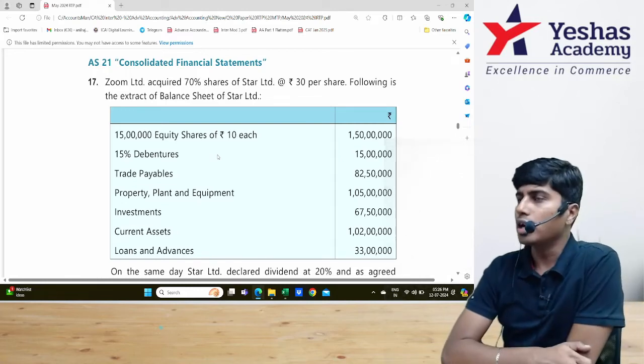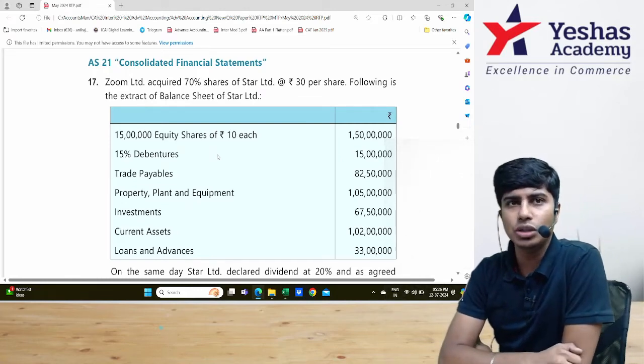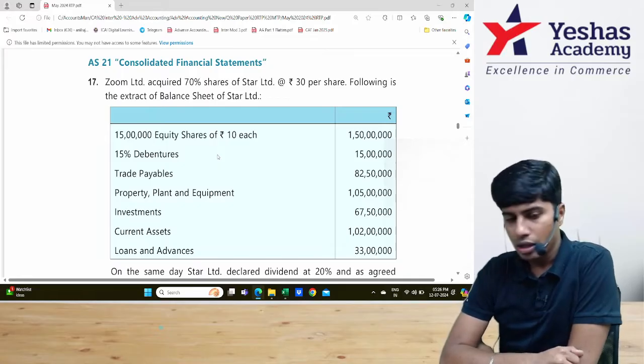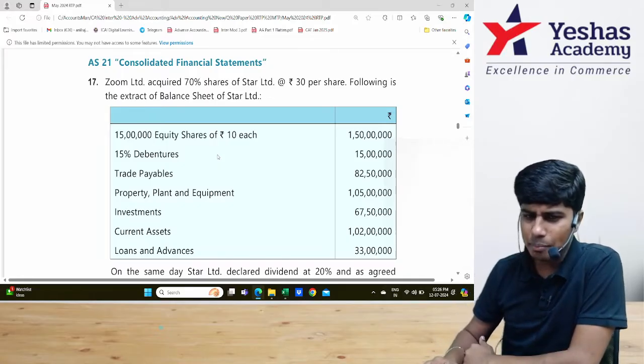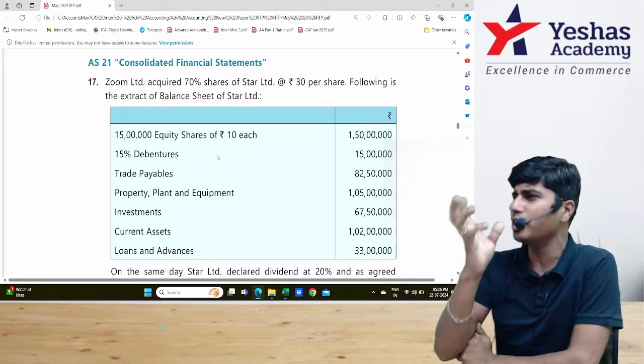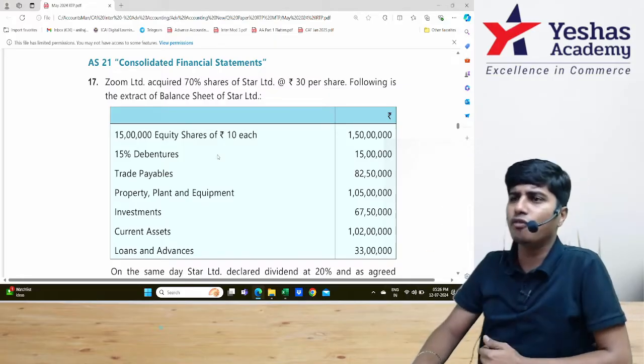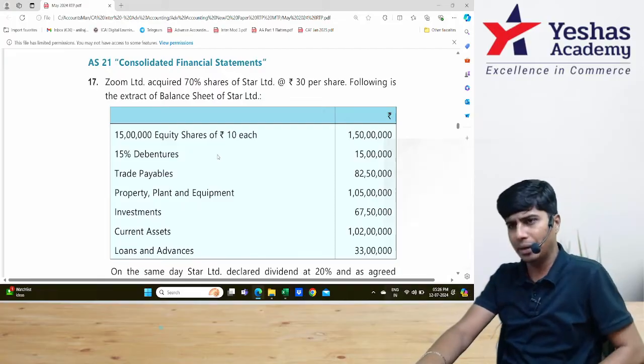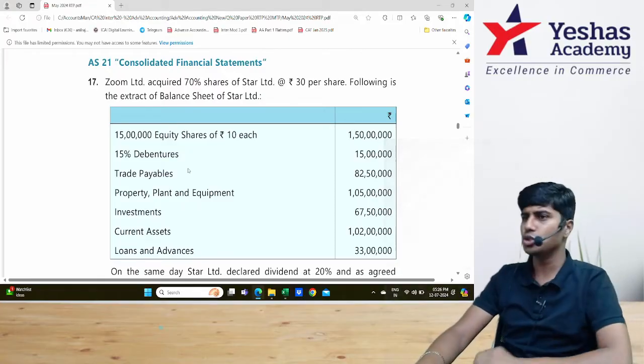Let's now solve a consolidation question from May 2024 RTP. This question doesn't want us to prepare complete consolidated financial statements, but it is on computation of a very small part. Computation of cost of control, evaluating goodwill or capital reserve arising in that particular situation.